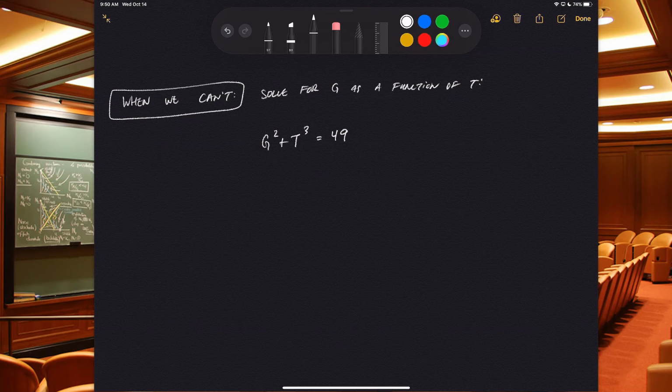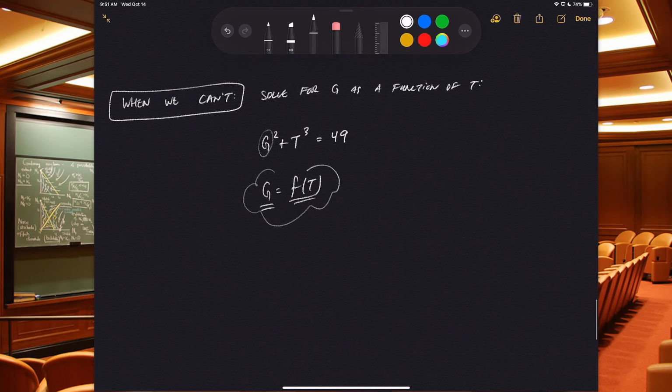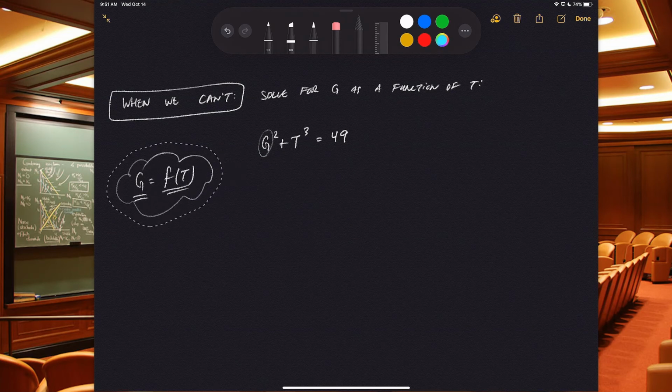But for now, let's proceed as we normally would, which is to isolate the variable, right? We want to isolate g and get it by itself and have everything else on the other side. So we want g as a function of t. So g on one side, everything else on the other. So how would we go about doing that? Let me pull this around. So first I might use the balance principle and subtract t cubed from both sides. Be left with g squared equals 49 minus t cubed.